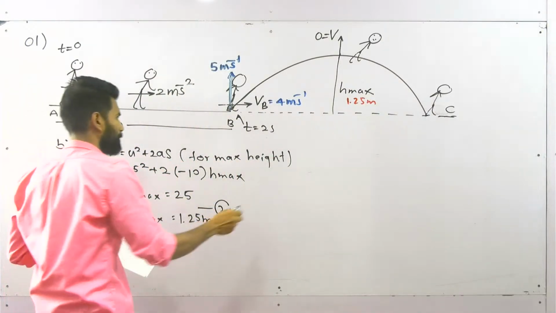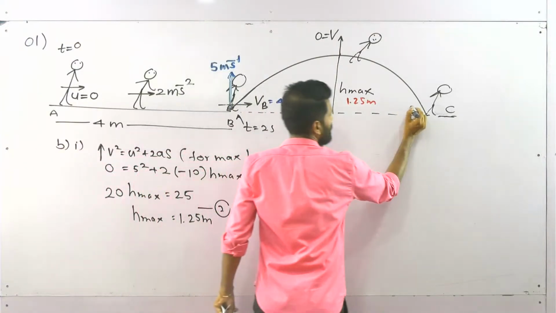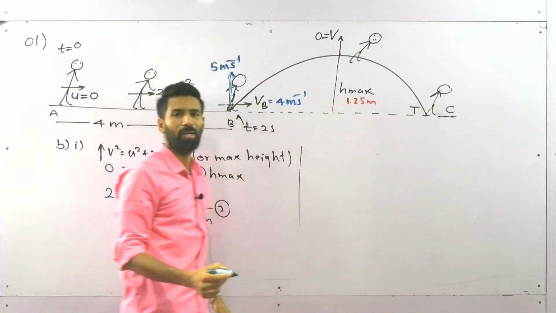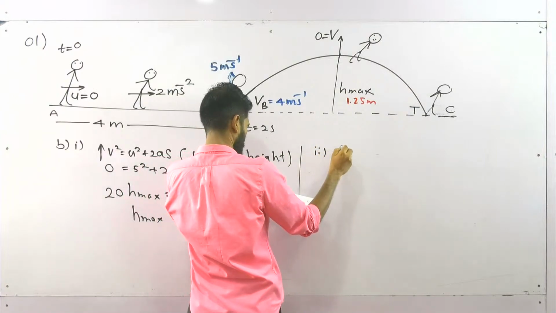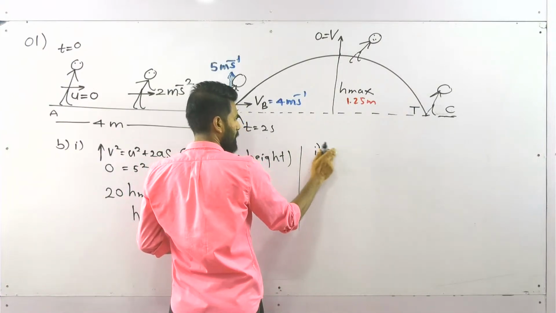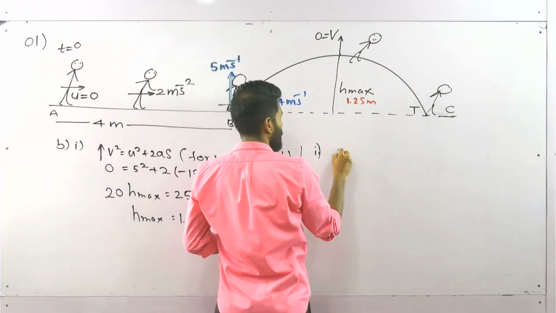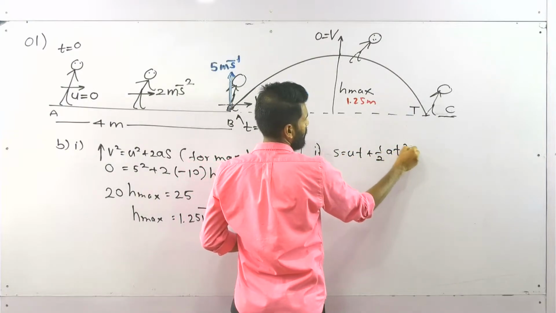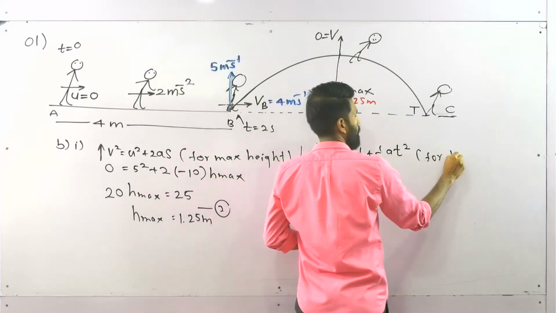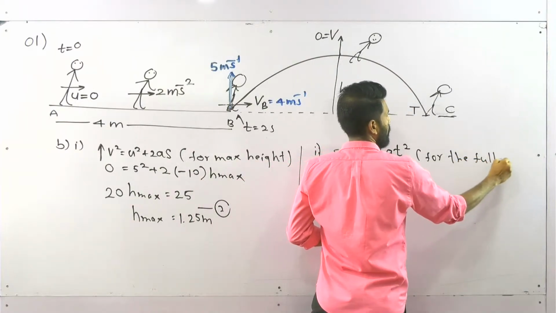Okay, then you are asked to find her flying time. I'm applying it in the same question. In the same question, you are asked to find the flying time. Applying s equals ut plus half at squared for the full motion.